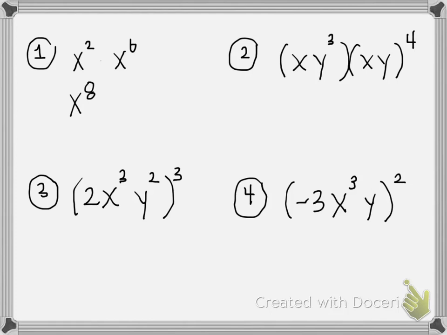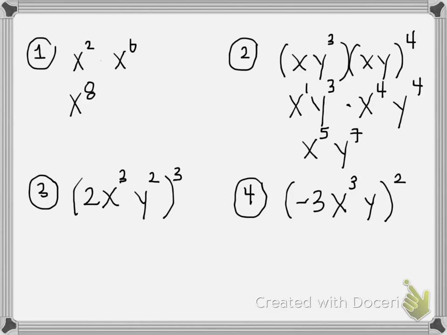Over here I've got xy cubed times xy raised to the 4th power. So the first thing I need to do is simplify the power. Remember you multiply, so it's going to be x to the 1 times 4, so it's going to be x to the 4th, and y to the 1 times 4, which will be y to the 4th. And now we'll multiply our like bases. So remember that's an understood 1 on that x. So now I'm going to say x to the 1 plus 4, which is 5, and then y to the 3 plus 4, which is a 7.